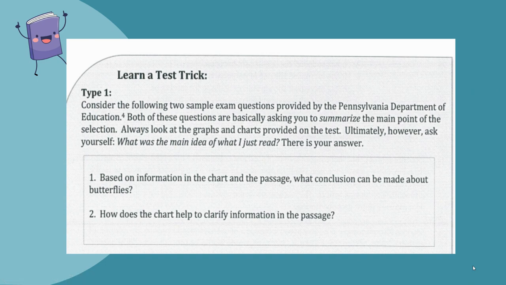So for type 1, consider the following two sample questions provided by the Pennsylvania Department of Education. Both of these questions are basically asking you to summarize the main point of the selection. Always look at the graphs and charts provided on the test. Ultimately, however, ask yourself, what was the main idea of what I just read? There's your answer. Based on information in the chart and the passage, what conclusion can be made about butterflies? How does the chart help you to clarify information in the passage?